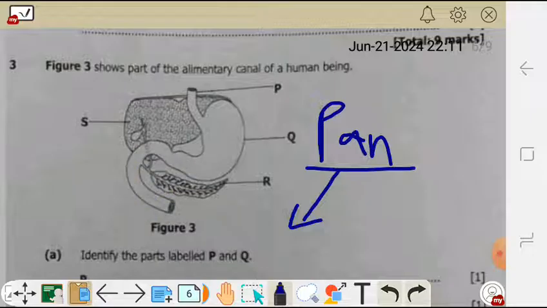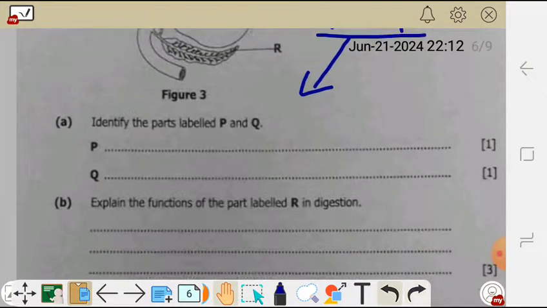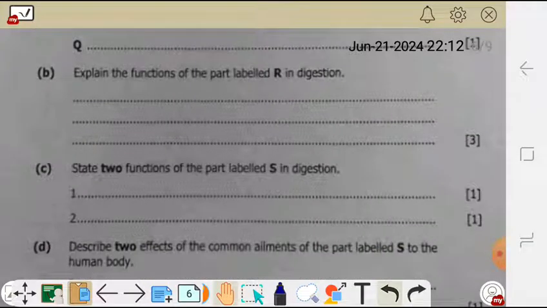Okay, so one, it secretes insulin. Two, it also produces enzymes such as pancreatic amylase, which works on starch. Then three, it also produces the hormone called ghrelin, which stimulates the stomach to do what? To empty its content into the small intestine. Okay, so that is the role of the pancreas, which is labeled R.